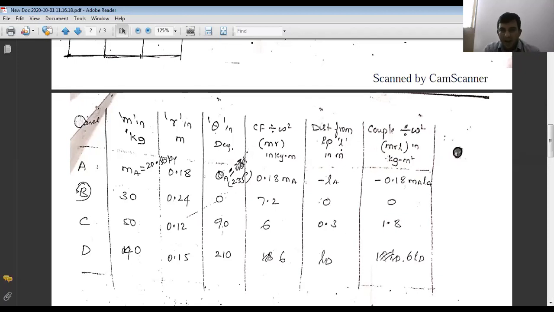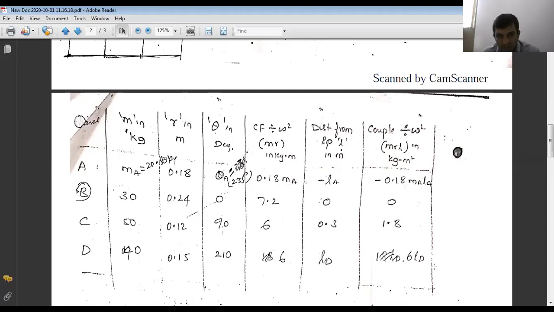Now for the last column, the seventh column, couple divided by omega square. Just multiply the fifth and sixth column, m into r into L, in kg meter square. Now 0.18 into MA into minus LA, you get minus 0.18 MA into LA. Now force is there for the reference plane, but distance is 0, so you get 0 magnitude. 6 into 0.3 is 1.8, and 6 into LD, you get 6 LD.